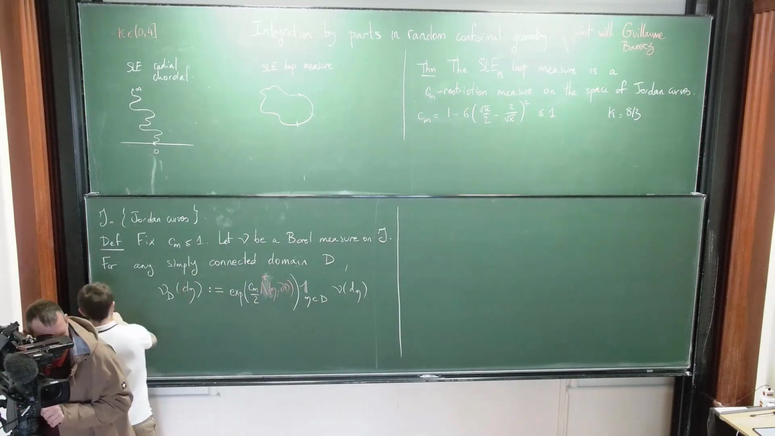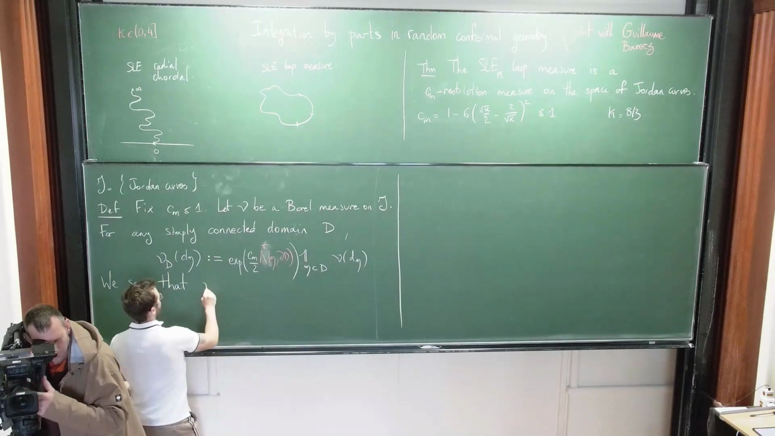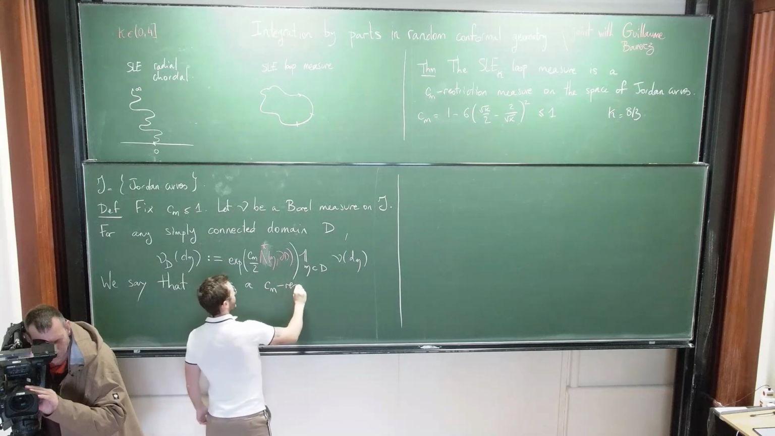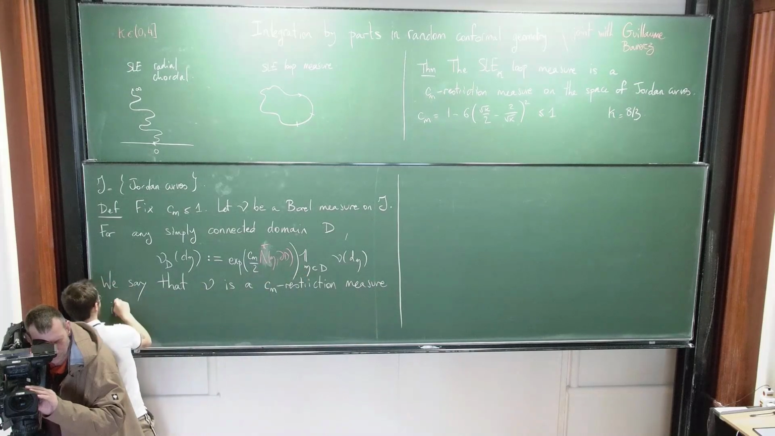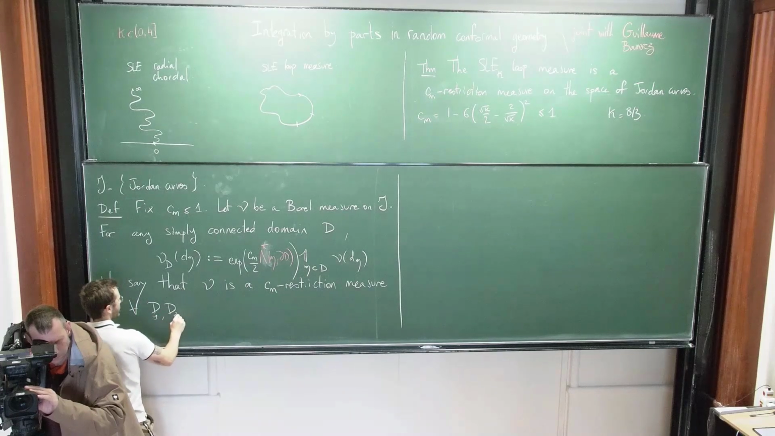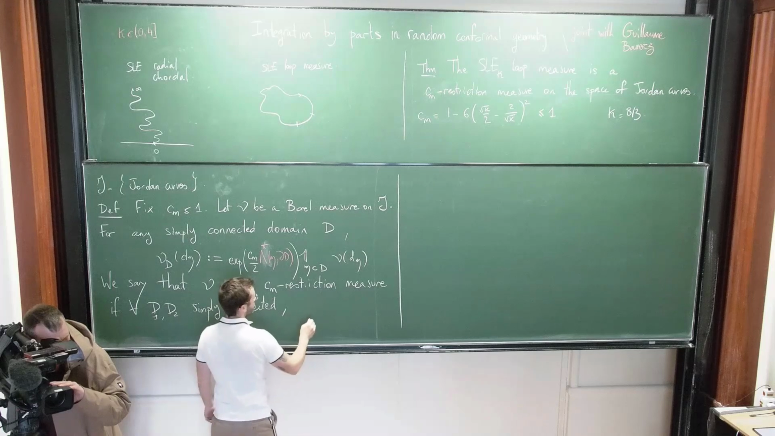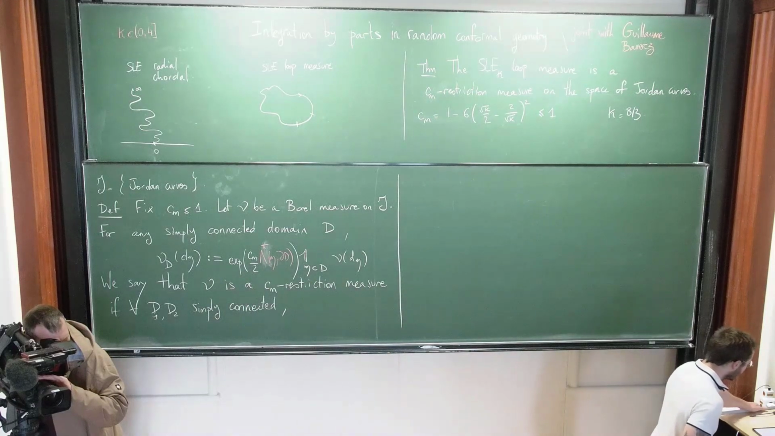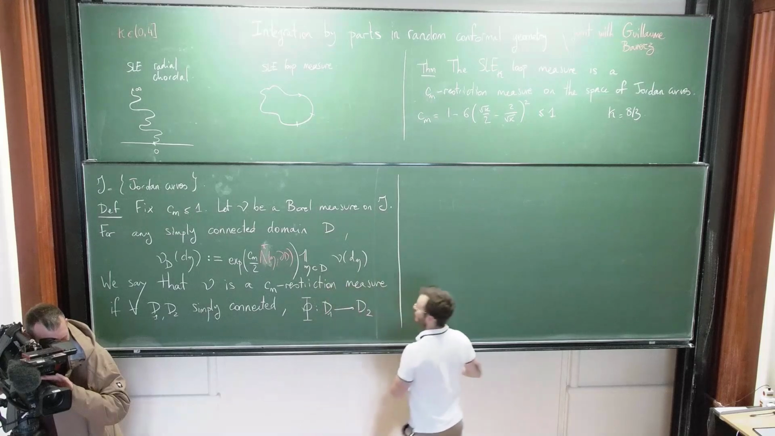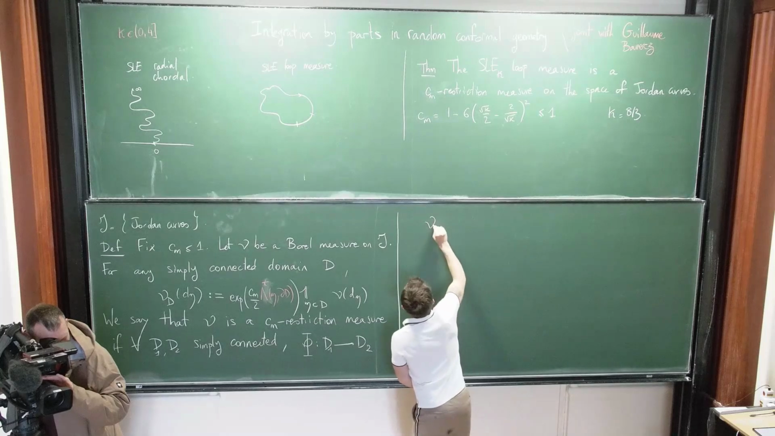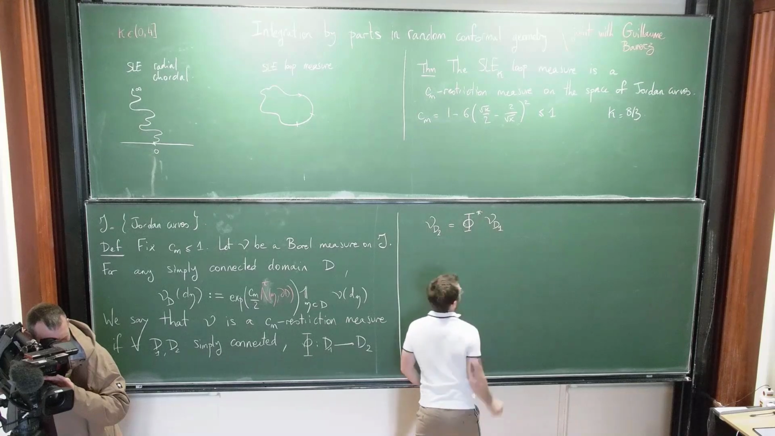So we say that nu is a c restriction measure if for all simply connected D1, D2, and a conformal map phi from D1 to D2, nu_D2 is obtained from nu_D1 by pulling back nu_D1.